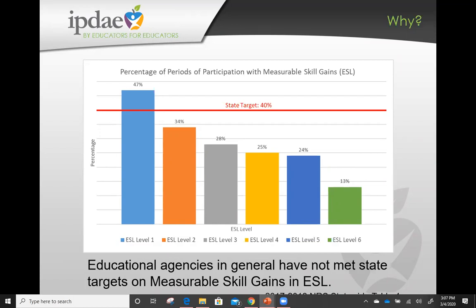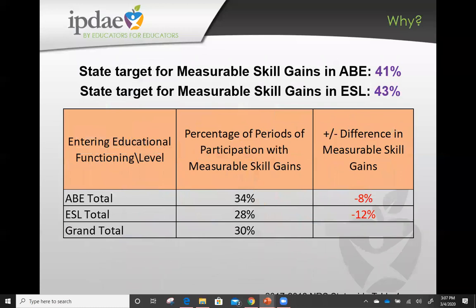The same trend happens on the ABE level. They follow pretty much the same pattern. So let's look at the overall percentage. Let's just combine all the levels together. The state target for ABE is 41%. This is the current target for this academic year. And the state target for ESL is 43%, okay?